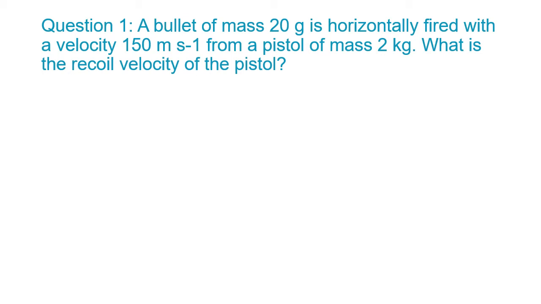A bullet of mass 20 gram is fired with a velocity of 150 meter per second from a pistol of 2 kg. What is the recoil velocity of the pistol? So those people who have gone to shooting will see when you fire a bullet, the gun jerks backward. When you're standing with the gun, you're standing very still, but when you fire the bullet, as the bullet goes front, the gun is jerked backwards due to the law of conservation of momentum. Now let us calculate this under the given conditions.